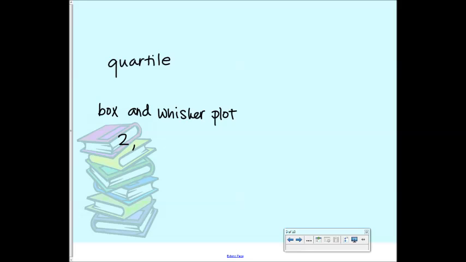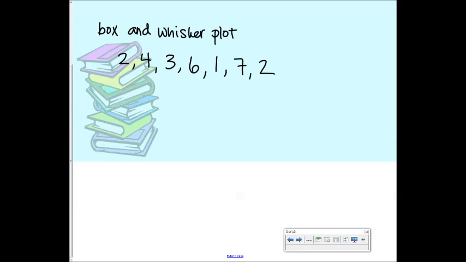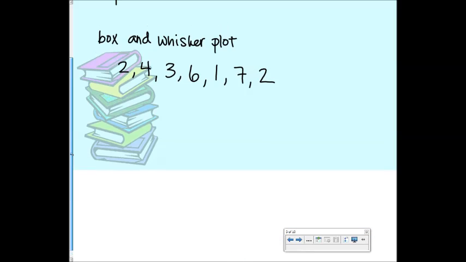To make a box and whisker plot, you need to identify various numbers in the data. The first thing you have to do with your data is, what do you think you should do with it first? Least to greatest. So we want to put it in order. Our first is 1, 2, 2, and then we go 3, 4, 6, 7. So we're done with this because now we've got it in order.